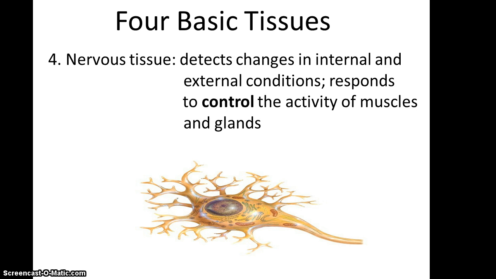And then finally, nervous tissue. This tissue detects changes in internal and external conditions, and in response controls the activities of muscles and glands. The most common cell in the nervous tissue that people know the best is the neuron, as shown in the picture on this slide.